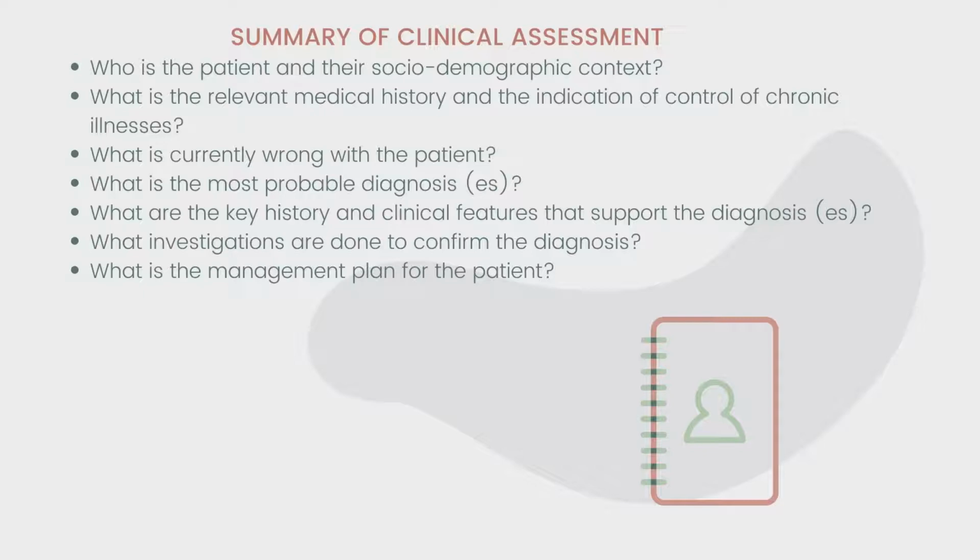So firstly, you want to have who is the patient and their socio-demographic context. Secondly, what is the relevant medical history and indication of control of the chronic illness? So, for example, maybe the patient presents with shortness of breath or any other cardiac-related illness. They have a history of diabetes or hypertension. With that, it's really important to also mention their control of, for example, their diabetes.